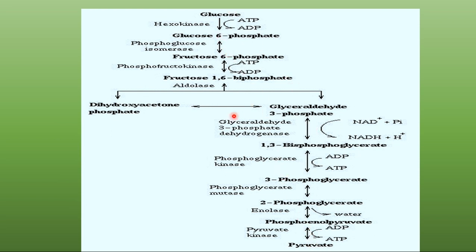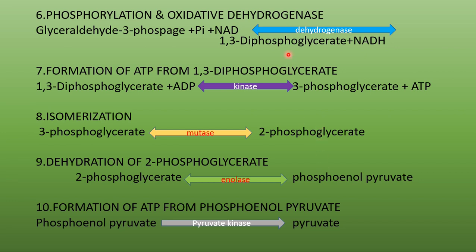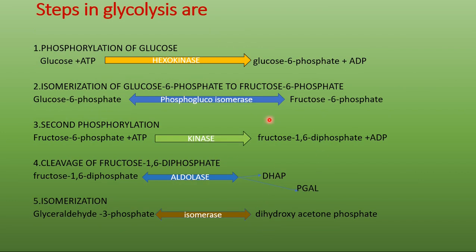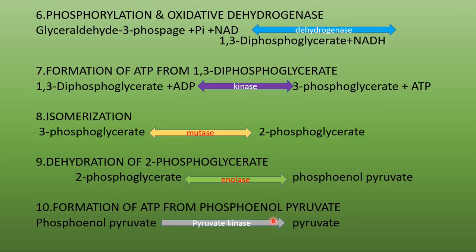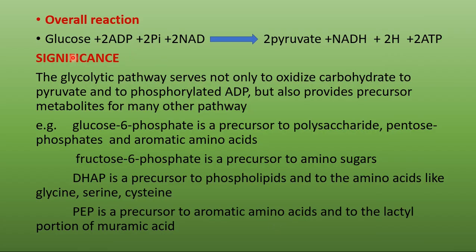The first 5 steps up to here are called the preparative phase, and the next 5 steps are called the payoff phase. So these 5 are the payoff phase and these first 5 are the preparative phase. And then coming to the overall reaction of glycolysis, the glucose is going to utilize 2 ADP molecules and 2 NAD plus molecules, giving rise to 2 pyruvate and 1 NADH molecule and 2 protons. Sorry, here it's 2 NADH and 2 protons and 2 ATP.